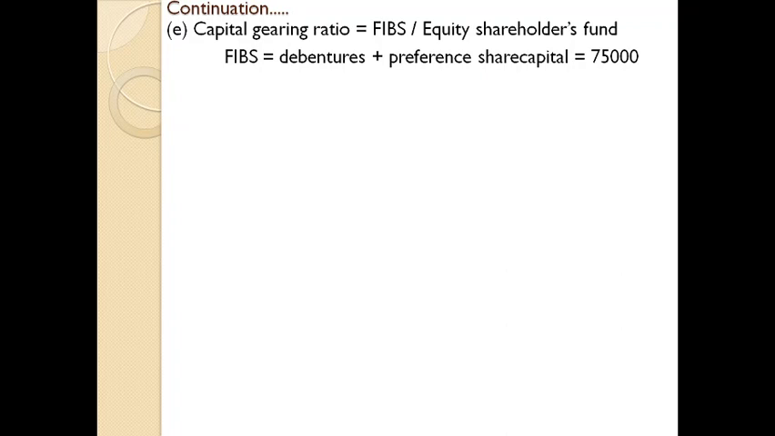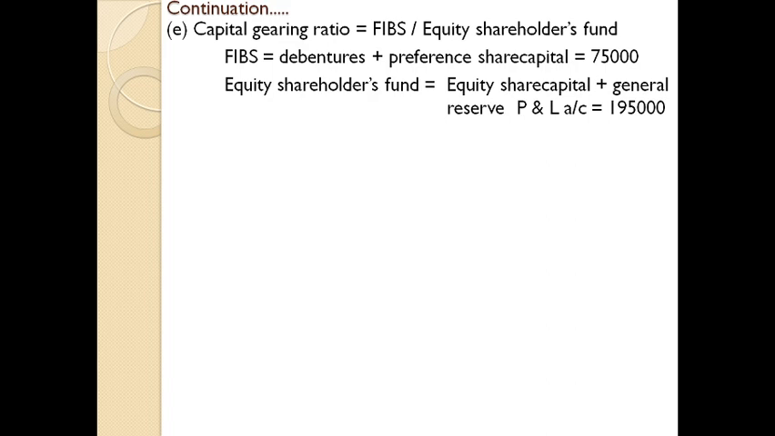And equity shareholders fund, we just found the amount of shareholders fund in the previous step. But be cautious. In the previous step, it was shareholders fund. Here it is equity shareholders fund. Shareholders fund includes equity share capital, preference share capital, and so on. But equity shareholders fund includes just equity share capital, reserves and surplus, and profit and loss. It doesn't include preference share capital. Remember that.